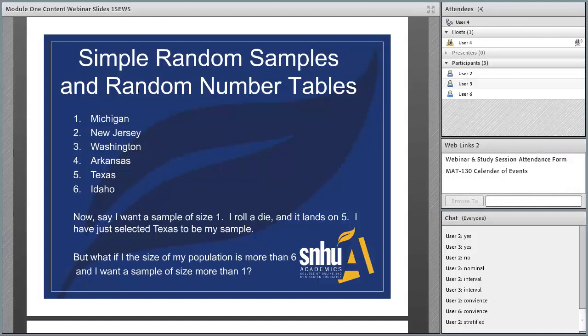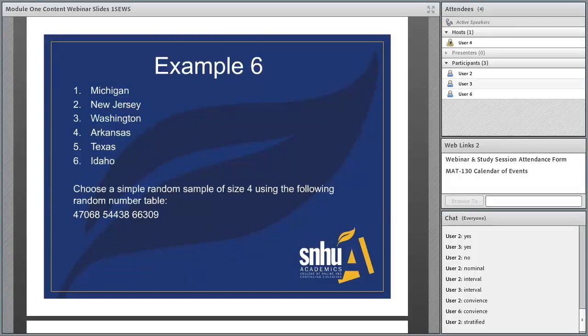Okay, but what if the size of my population is more than 6 and I want a sample of size more than 1? Then rolling a die might not work particularly well. So that's when these random number tables come in.